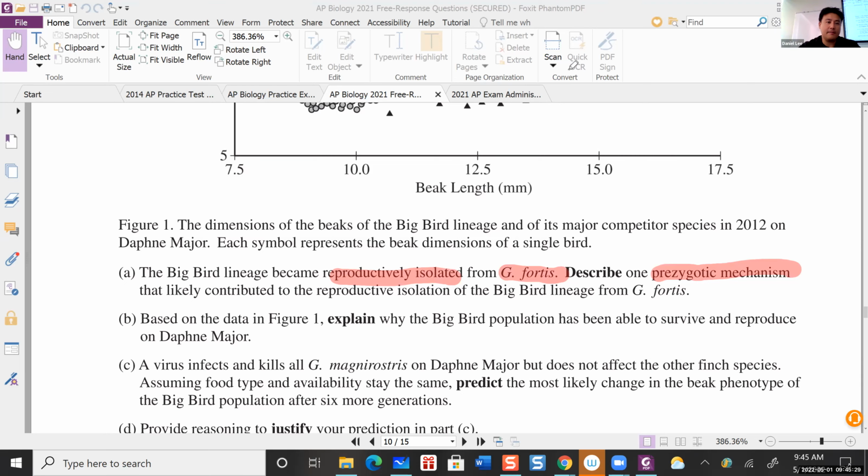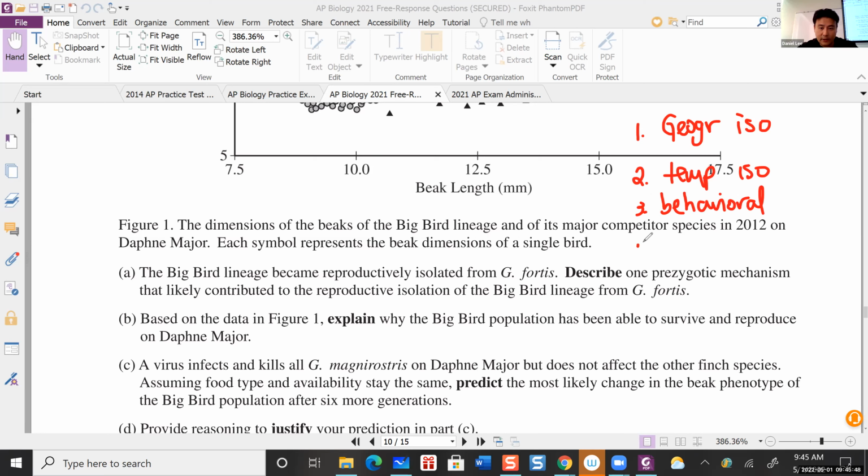So if it's a prezygotic mechanism, we know like five. Geographical isolation, right? Or habitat isolation. There's the temporal isolation. There's the behavioral isolation. There's the mechanical isolation, right? The reproductive structures don't match. There's also gametic. So the gametes do not recognize each other. So these are the five prezygotic. So you're going to describe one of those that likely contributes to reproductive isolation.